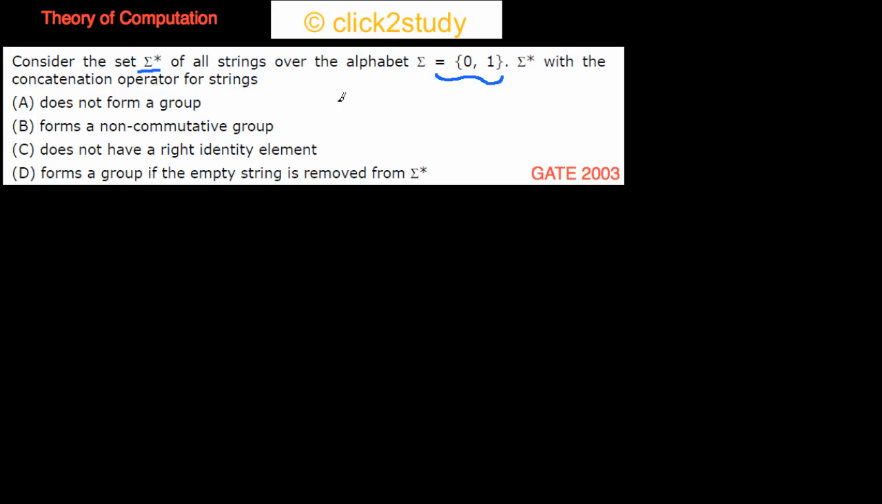Okay, let's start another problem in theory of computation. Consider the set sigma star of strings over the alphabet sigma equal to {0, 1}. So that is sigma star.